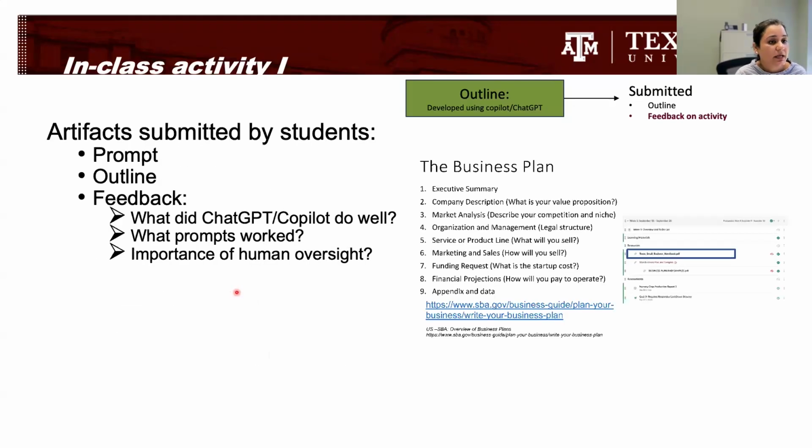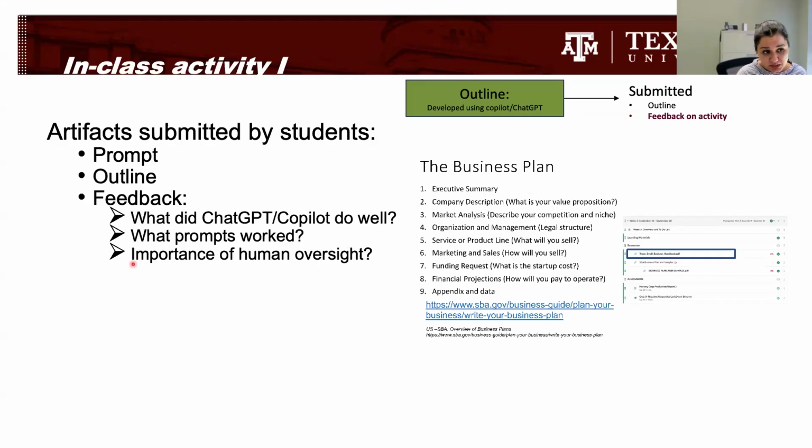And at the end of the first activity, they submitted 3 things. First was the prompt that they used, or a series of prompts that they used to generate the outline. And then the outline that they got from the AI tools. And the third thing was the feedback on 3 questions. What did the AI tools do well to generate the outline, what were the prompts that worked really well for them, and also the importance of human oversight.